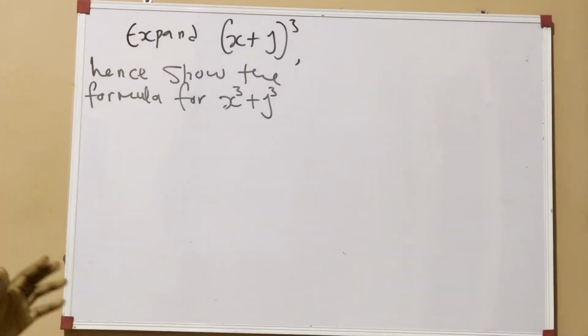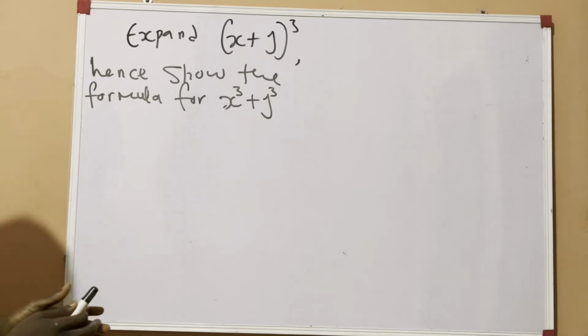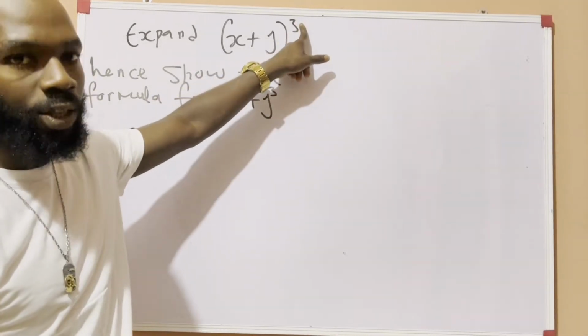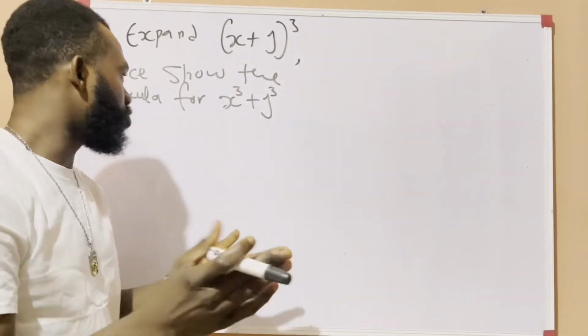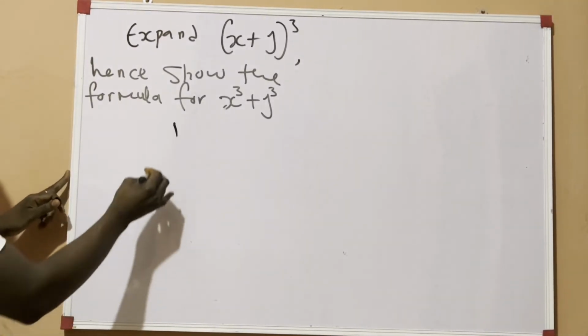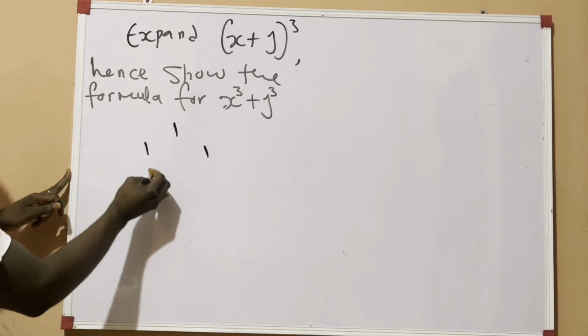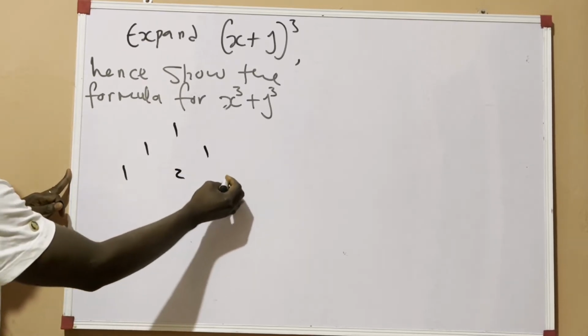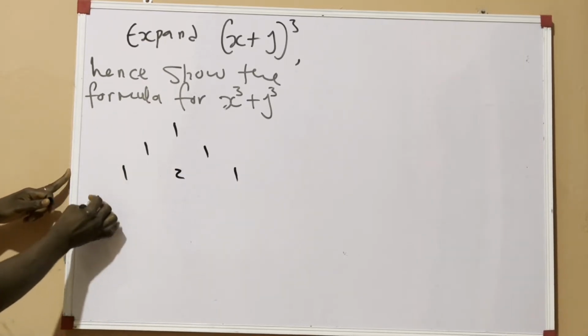Alright, now let us proceed. If you notice, the power we have now is 3. So we're going to bring out our Pascal triangle, and our Pascal triangle begins from 1. Okay, and then we have 1, 1, and then we have 1, 2, 1, and then we have 1.